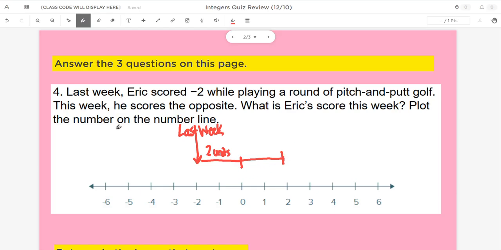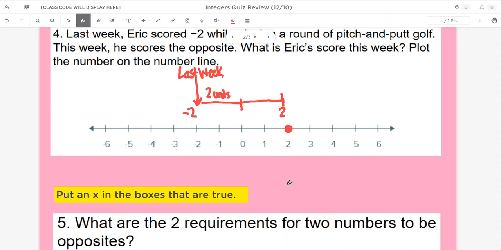So now he scores the opposite. What does Eric score this week? It's +2. So it was -2 last week. It's +2 this week. Plot the number on the number line. So you just want to make sure you have that dot at 2.